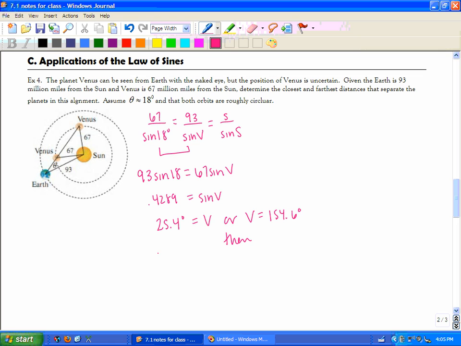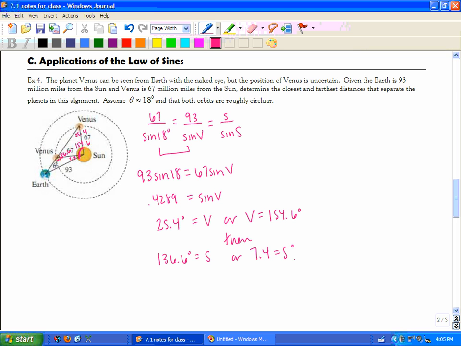The Sun could either be 136.6 degrees, or it could be 7.4 degrees, depending on which scenario we use. So it could be like 7.4 in that triangle, or the whole thing there could be 154.6, and that would go with a 25.4 degree Venus angle up there. Or we would have a 136.6 degree Venus angle in this bottom triangle here.